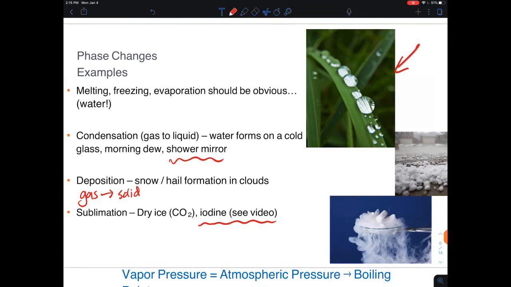And another example of sublimation is going to be dry ice. So dry ice is often used to keep things cold, like ice cream. And so dry ice is really just solid carbon dioxide becoming gaseous carbon dioxide. So solid to gas. Again, make sure you know all these key terms and all the different phase changes as well as examples. Check out my video here to see another example of sublimation and deposition.